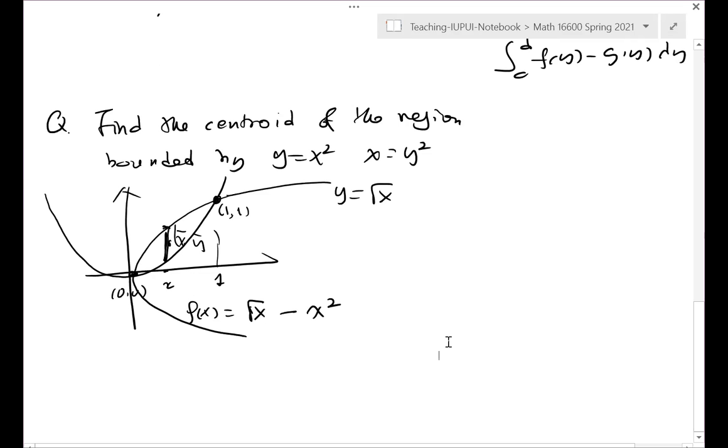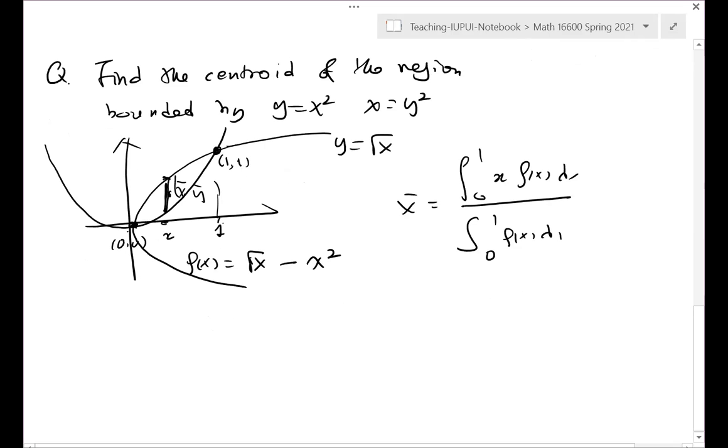That is a function. So x bar is going to be the centroid of the interval from 0 to 1 with a density function, right? So that's why this is the integral from 0 to 1 of rho of x dx, and then from 0 to 1 of x rho of x dx. So that is the formula, where rho of x is square root of x minus x squared.